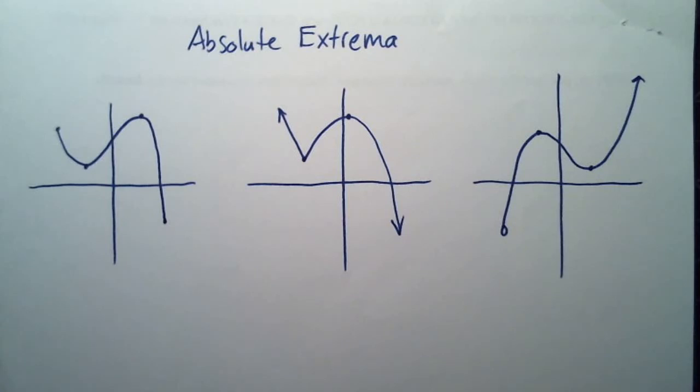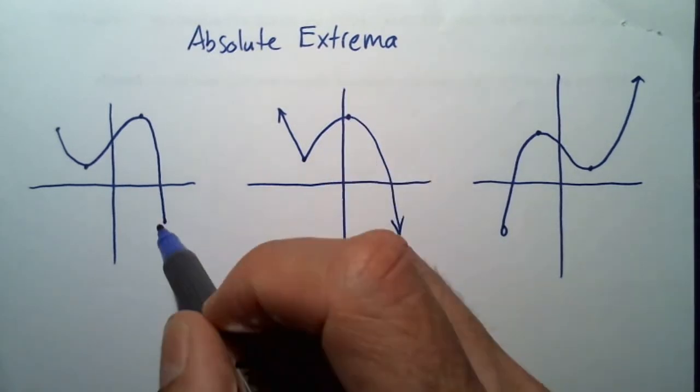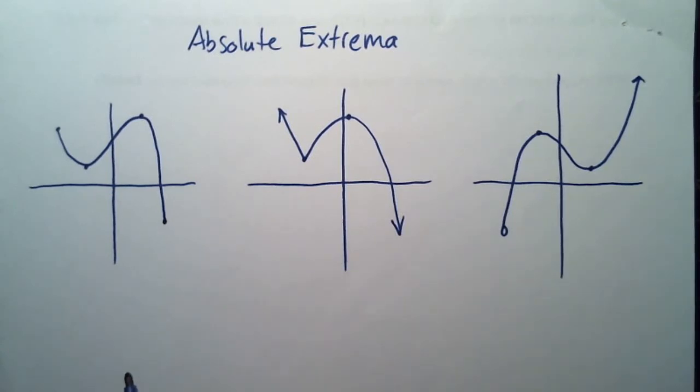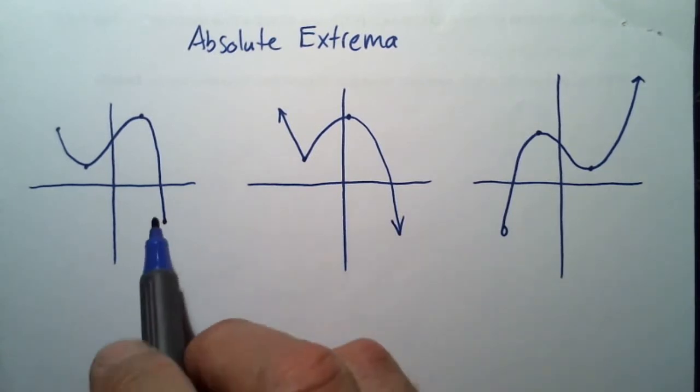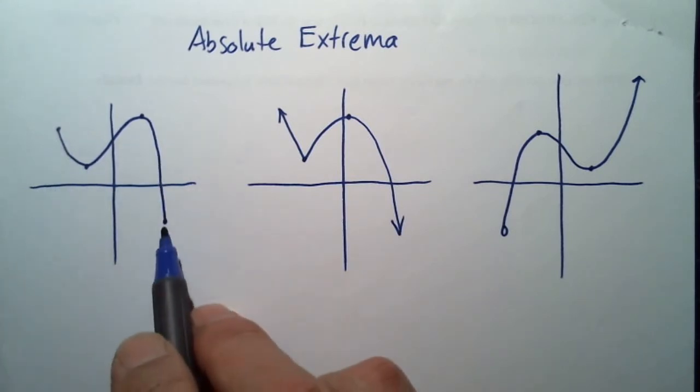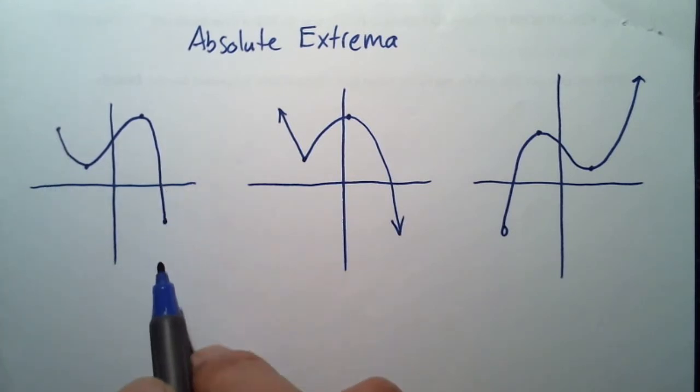In this lesson, we'll talk about characteristics of a function called absolute extrema. Let's look at some examples in graphs. So here, this graph has endpoints, and the graph does not continue beyond that x value.